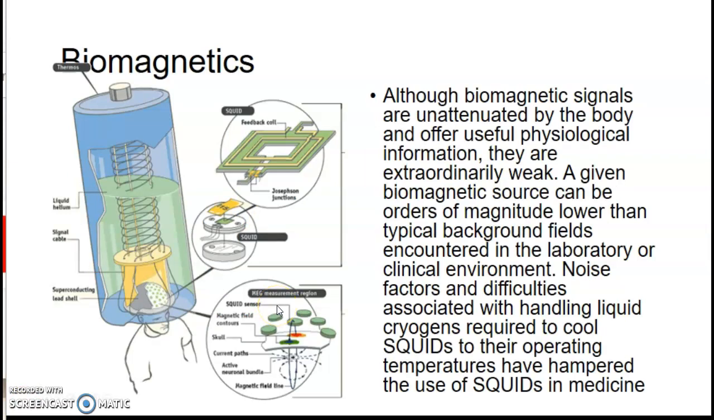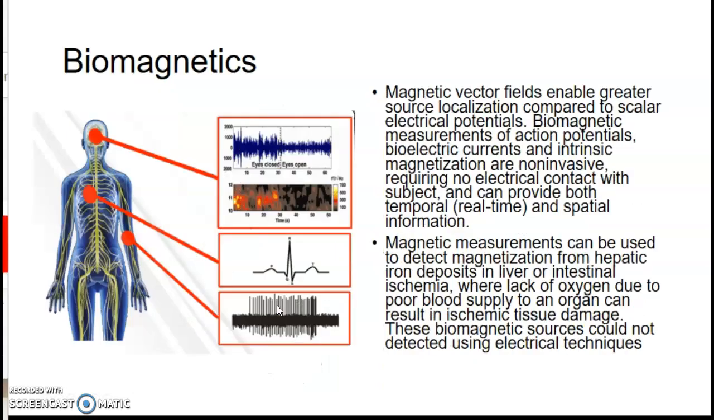So herein lies a problem with these biomagnetic signals. These fields are extraordinarily weak. A given biomagnetic source can be orders of magnitude lower than the typical background fields encountered in your typical laboratory or clinical environment. So there are these noise factors and difficulties associated with handling the way that the SQUIDs actually operate. To give us a background, before I go too much into how the SQUIDs actually operate, magnetic vector fields enable greater source localization compared to scalar electrical potentials. So this is why it's easier to measure these magnetic fields as opposed to the electrical ones. It's actually a mathematical reason.